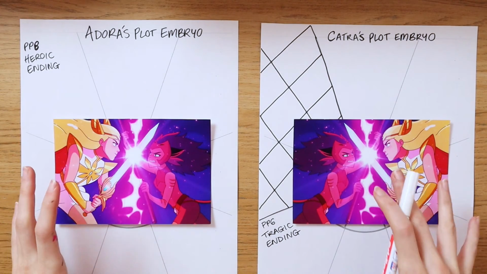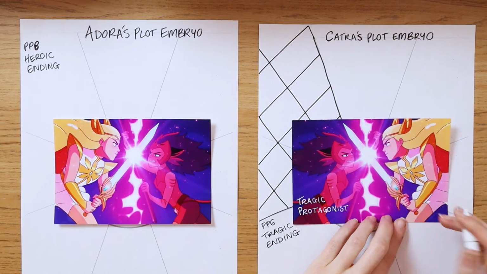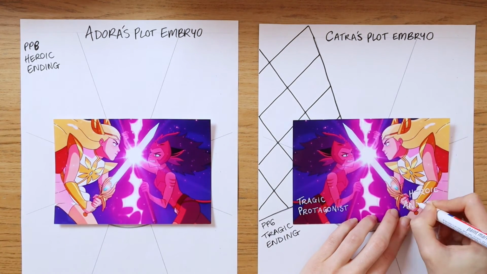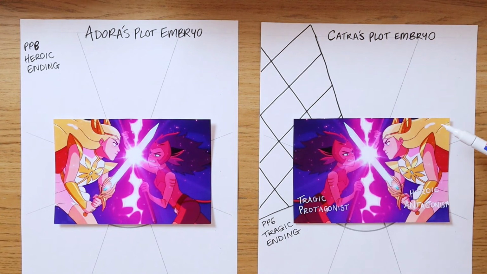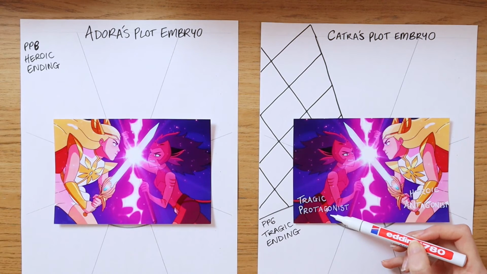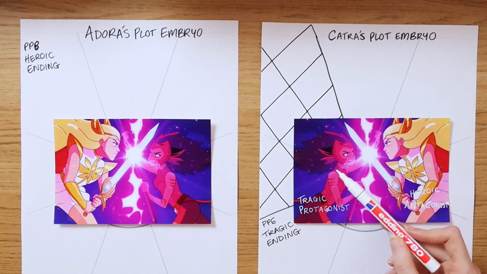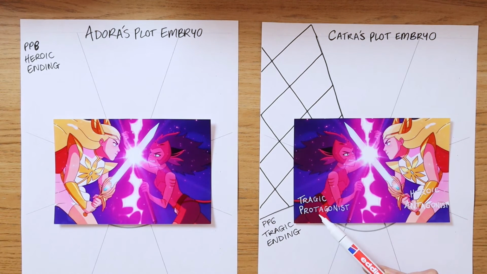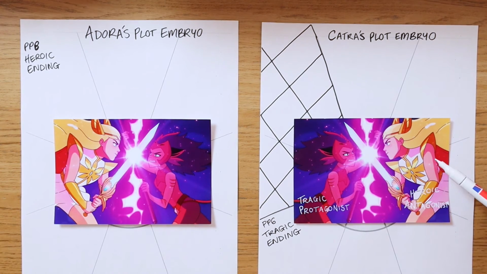Adora wins, Catra loses. So in Catra's plot embryo, of course, she is the protagonist of her own plot embryo, and she is a tragic protagonist because her plot embryo is tragic. That's what makes her a tragic protagonist. And now Catra's antagonist is Adora, and because Catra is a tragic protagonist, that means that her antagonist is heroic. And heroic here just means that Adora is the protagonist of a heroic plot embryo, that she has a heroic plot embryo.